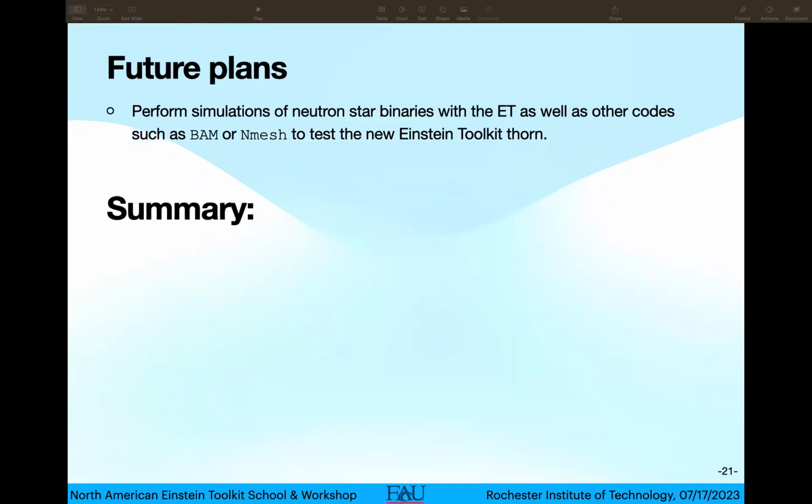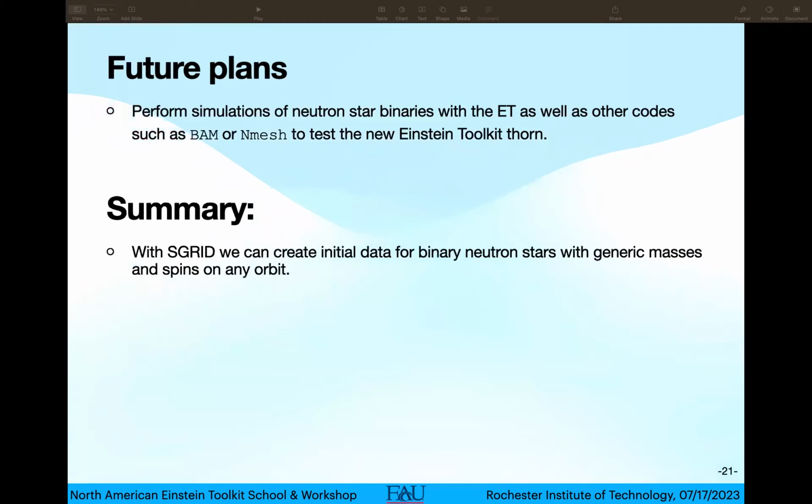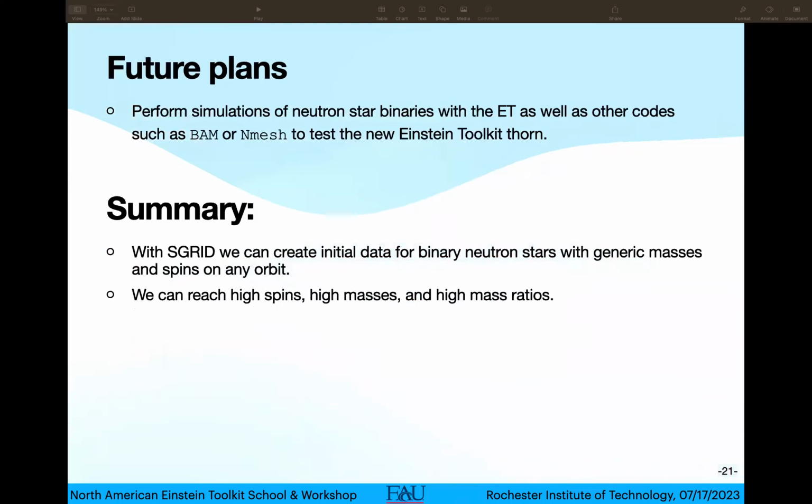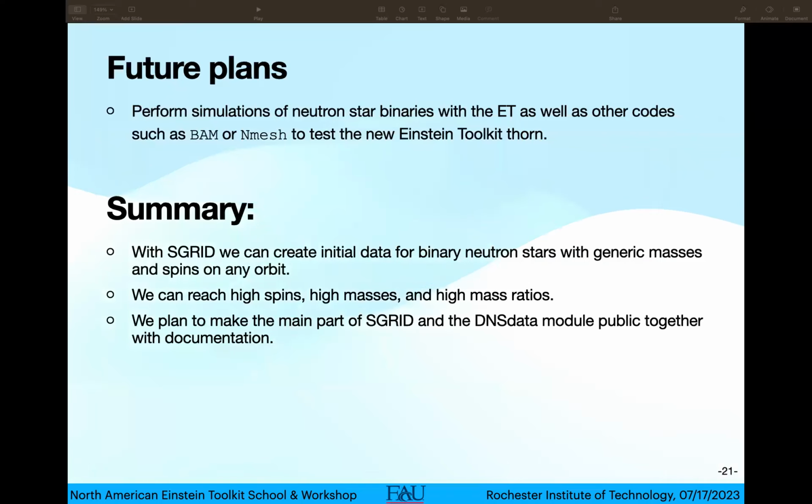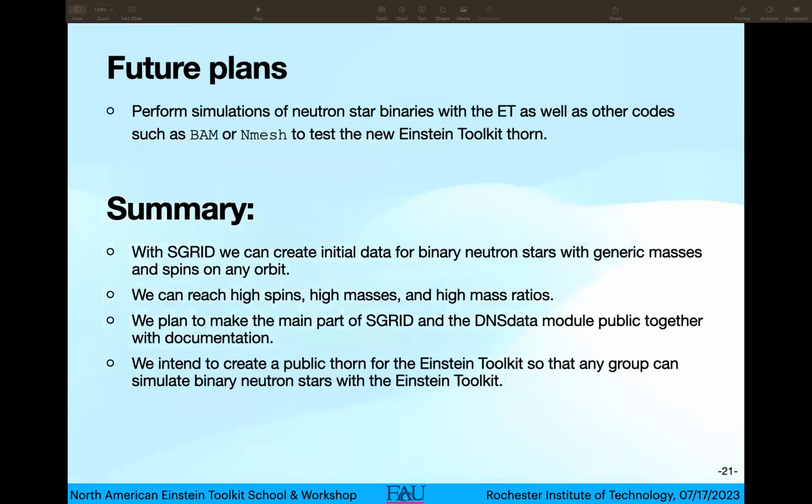So to summarize this talk, with SGRID, we can generate the initial data for binary neutron stars with different masses, spins, and different kinds of orbits. And actually high spins, high masses, and high mass ratios are available here. We would like to make SGRID and this module for generating this kind of initial data public. And also we would like to make our thorn to incorporate SGRID generated initial data into Einstein Toolkit public. So thank you very much.